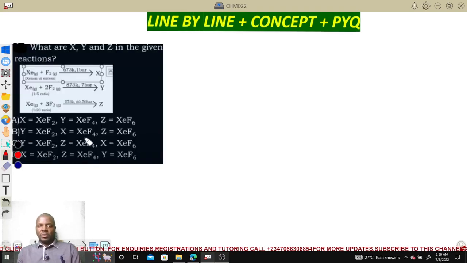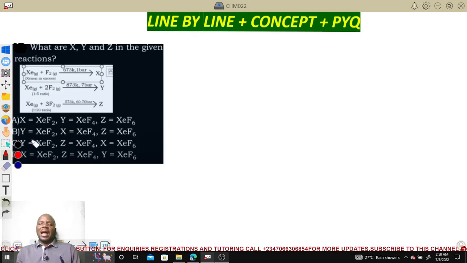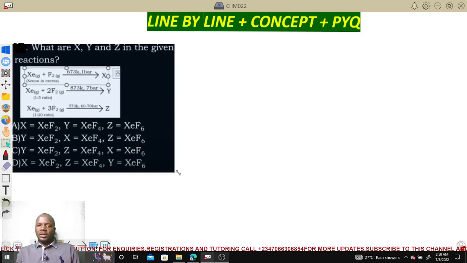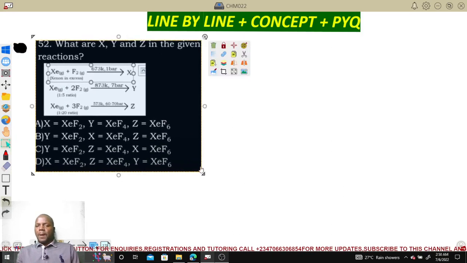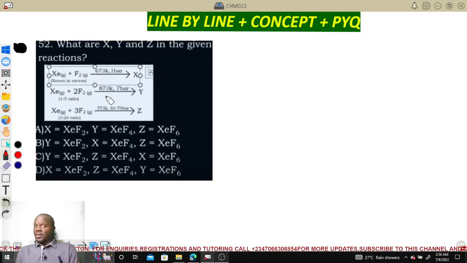Next question. Now, this is the time you have to be careful. Look at this now. What are X, Y, and Z in this? Let me expand this for you guys to see and move it here a little bit. I hope you can see it very well. Now, this is what we talked about the other time in terms of the concept. I told you about something. Look at this now. XeF2 with excess xenon. What are you going to have? About 673 K and 1 atmosphere, 1 bar. You are going to have XeF2 because of excess xenon.